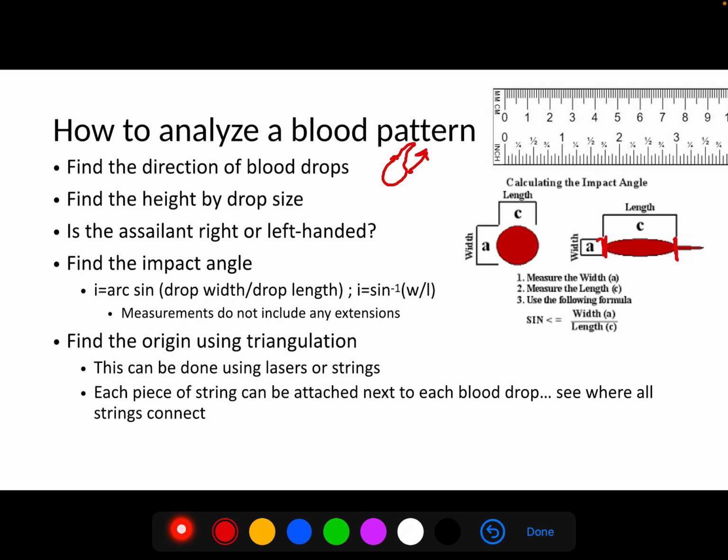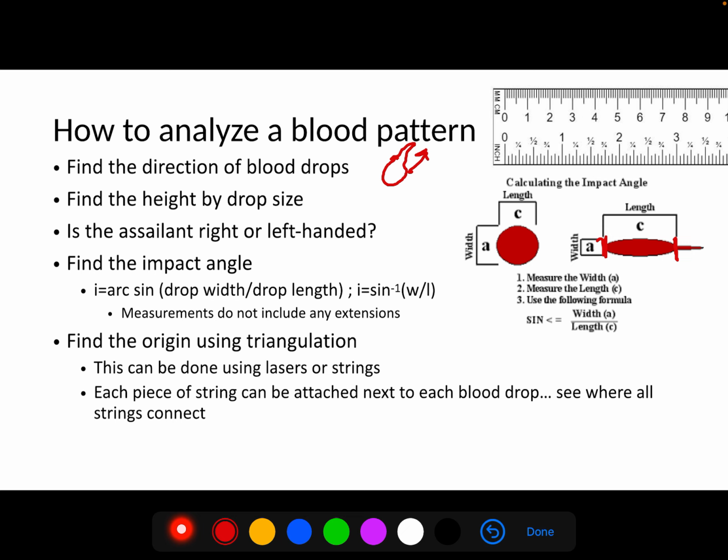So we would measure the width and length, and to calculate angle of impact, it is the arcsine, which is your sin^-1 button on your calculator, and it's going to be the drop width divided by the drop length. And either they're going to be the same number or the smaller one always goes on top whenever we do math with this. And like we said, we're going to do an activity with this after we get back. That way you can practice measuring blood droplets and finding that angle of impact. But like we said, make sure it does not include any of those tails. It's only that main droplet.